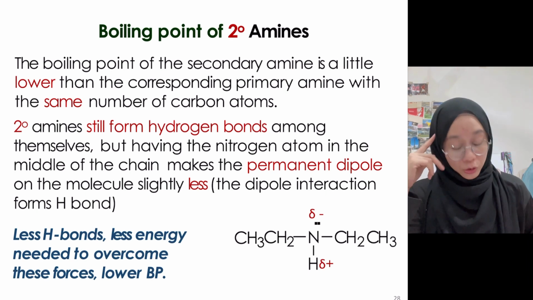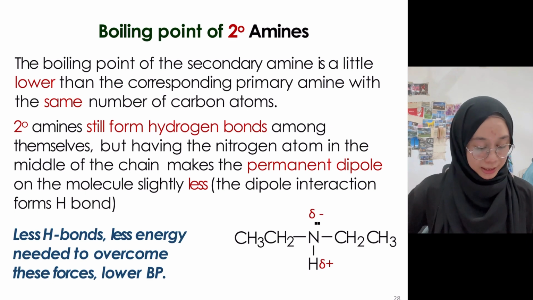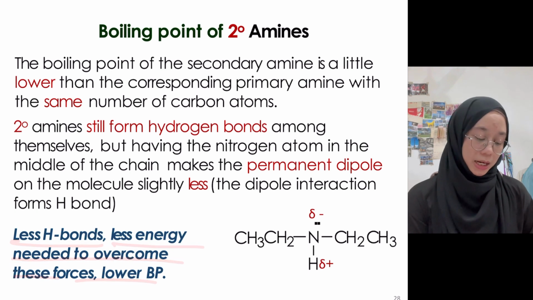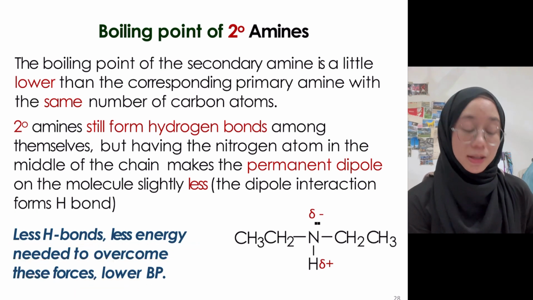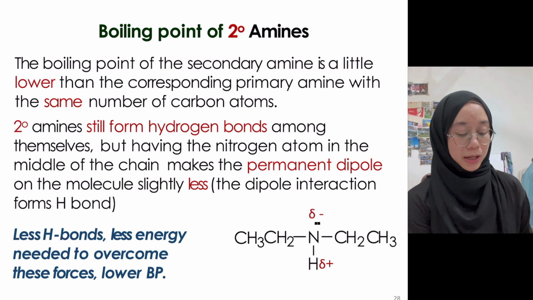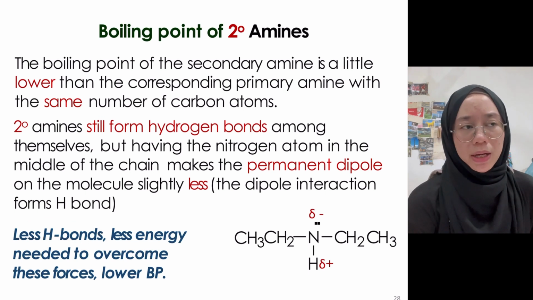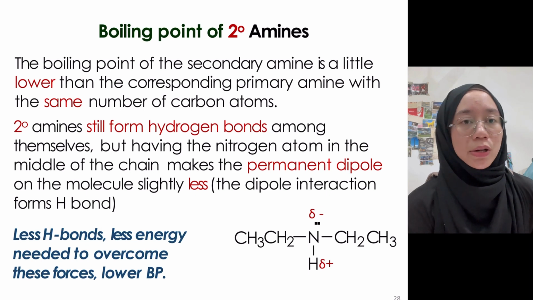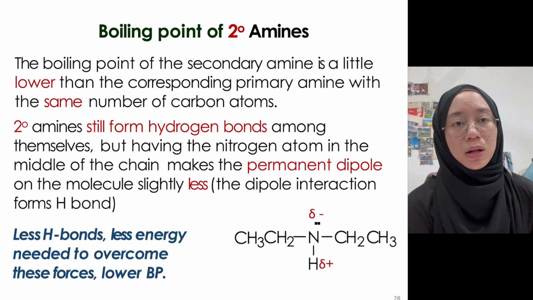Okay, in terms of dia punya dipole forces dia. So less hydrogen bond, less energy needed to overcome these forces, so lower BP. Ini kalau kita compare dengan primary lah, so less hydrogen bond. Okay, tapi kalau kamu compare dengan tertiary, you can just say that secondary amine has hydrogen bond, meanwhile tertiary amine tak ada.